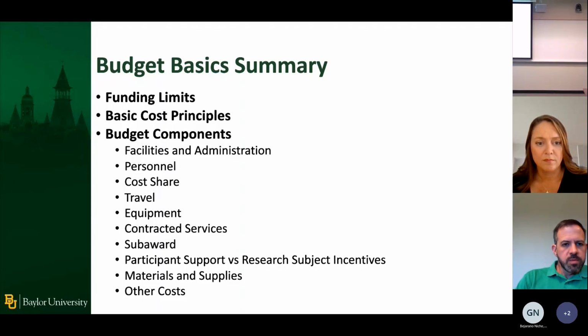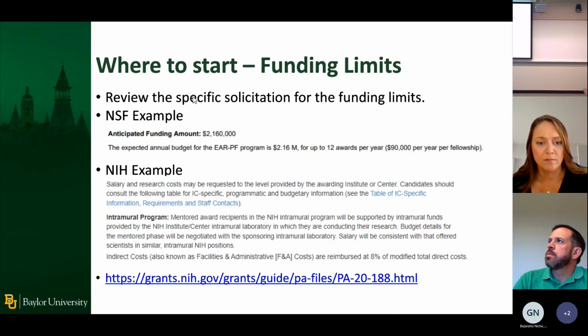So we're going to go through the basics, the funding limit and how to find that, basic cost principles, what's allowable, and then the different budget components. So the first thing we have to start with is reading the FOA, or the specific solicitation. It's called different things according to different agencies. And the answer to where you're going to find the budget limit in the FOA depends.